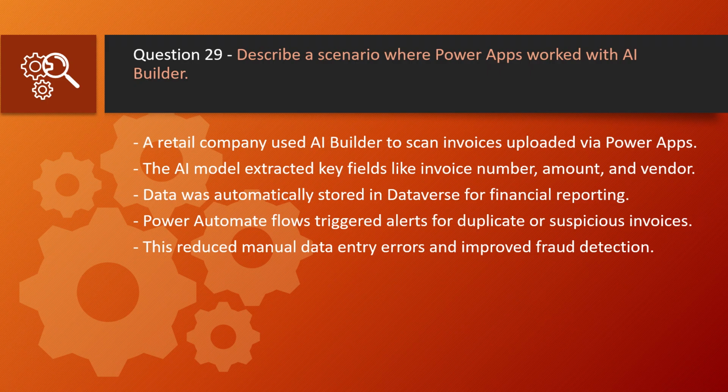Power Automate can be used to trigger the alerts for the duplicate and the suspicious invoices. In this way, we can reduce the manual data entry errors and improve fraud detection.